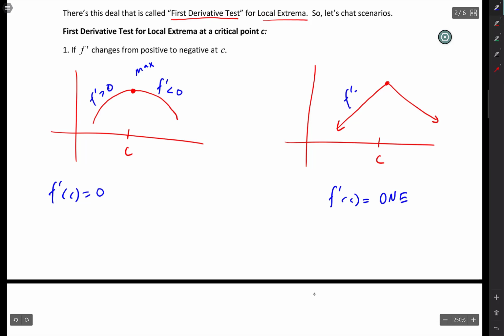Notice f prime is positive, f prime is negative. I still have a max. Yeah, and they're both max. It's just that in one the derivative is 0, and in the other the derivative is undefined or does not exist. Extrema means extreme. So local extreme means find your local maxes and mins.